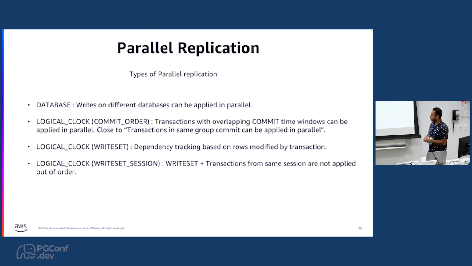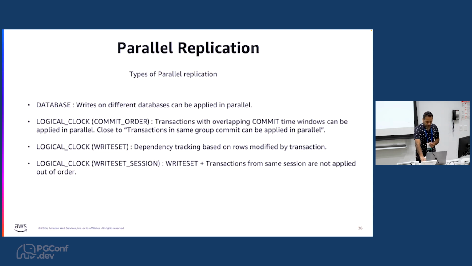Now the replica can use this information to create a dependency graph of transactions, saying which transaction touched the data that the transaction after this also modified. So it's sort of a dependency between two transactions. And using this dependency graph, it can apply those in parallel. There's also the write set session. It's just like write set, but with an extra guarantee that transactions from the same session wouldn't be reordered.